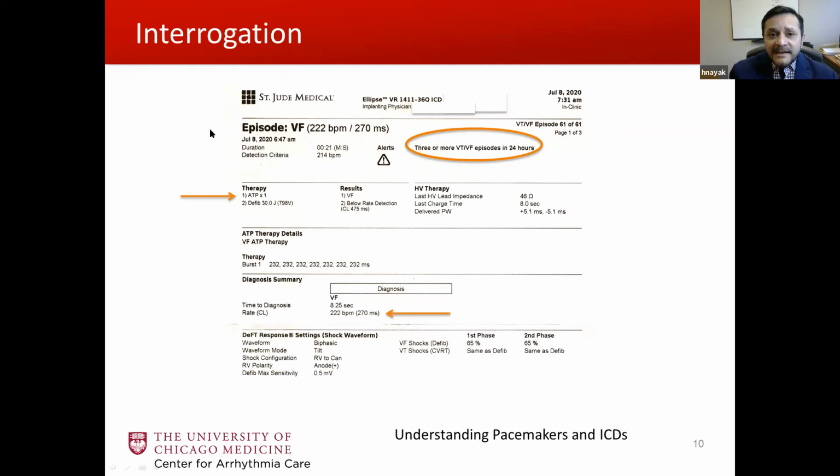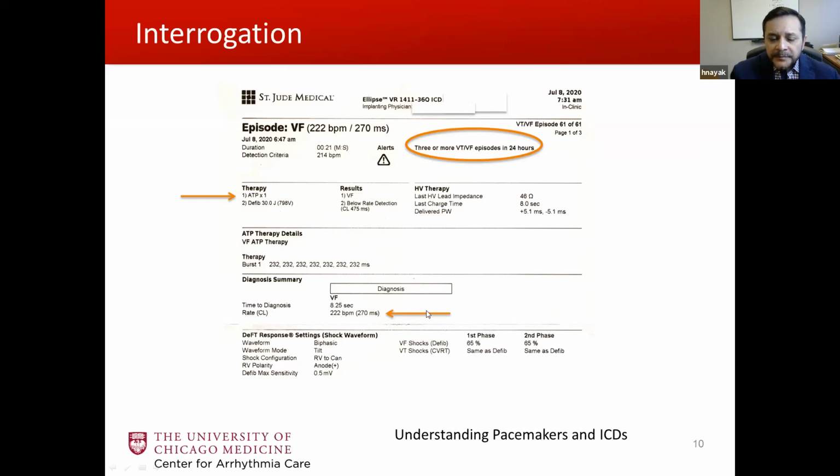So once again, this person has a St. Jude defibrillator. The patient has had 3 or more VT-VF episodes in 24 hours. You can see that this was the episode in question here. A dysrhythmia was detected. The detection criteria was set at 214 beats per minute. The device delivered ATP that apparently didn't work. And then the patient required a defibrillation. And then the rhythm fell below device detection, as you would expect after shock. This was a true arrhythmia. Shock impedance, everything was normal.